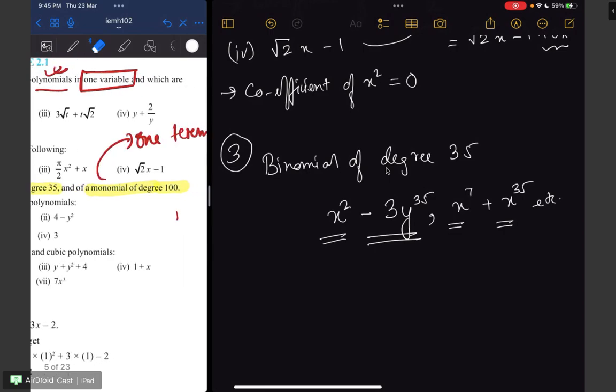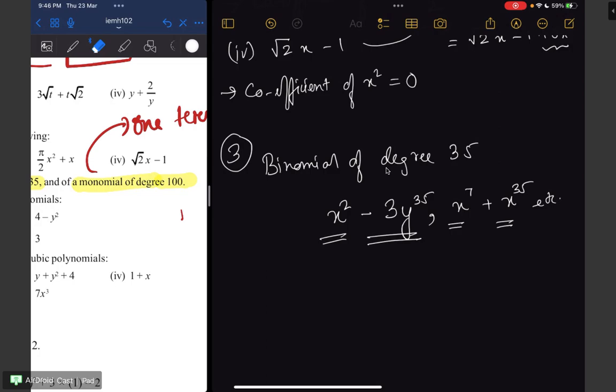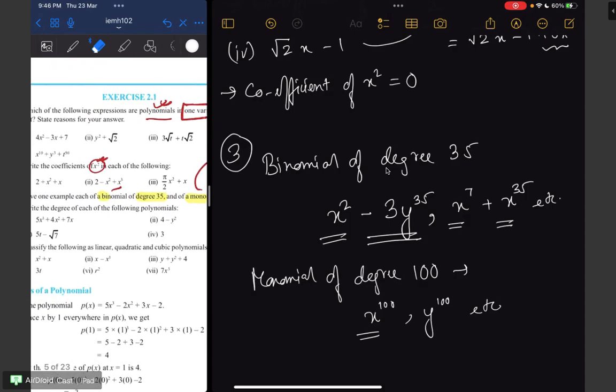Next we need to give an example of a monomial of degree 100. Monomial means having how many terms? Having only one term. So a monomial of degree 100: you write an expression which has only one term and give the power as 100. So I can write it as x to the power 100. You could have also written it as y to the power 100 and so on. But only one example is to be written here. So you write only one example. Alright. So with this question number 3 is finished.